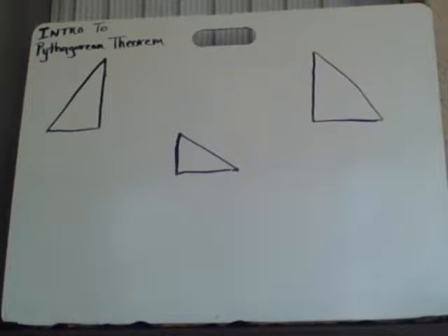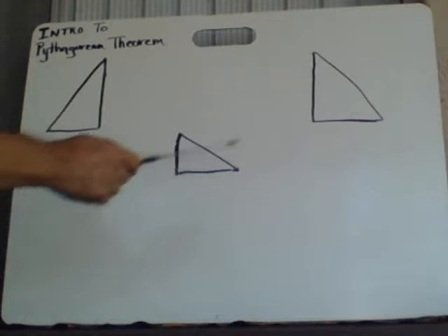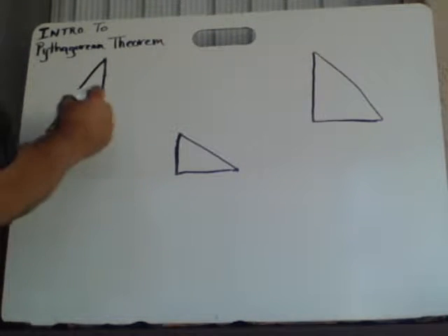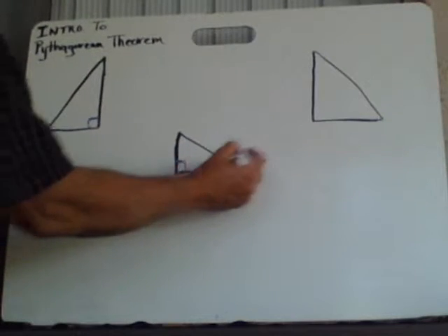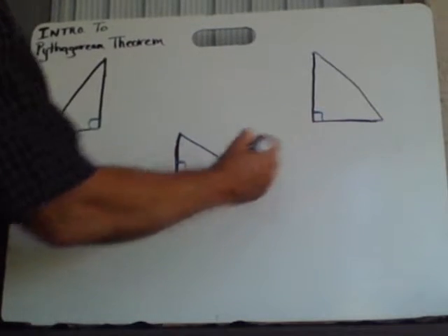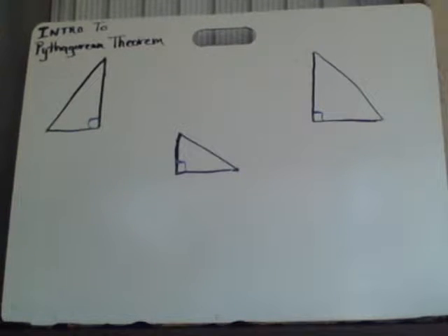Hello. This lesson is Introduction to the Pythagorean Theorem. One thing about Pythagorean theorems is that it all revolves around right triangles. All of these are right triangles. This one here has the right angle here, here, and here. Now they're turned differently, but they pretty much say the same thing.